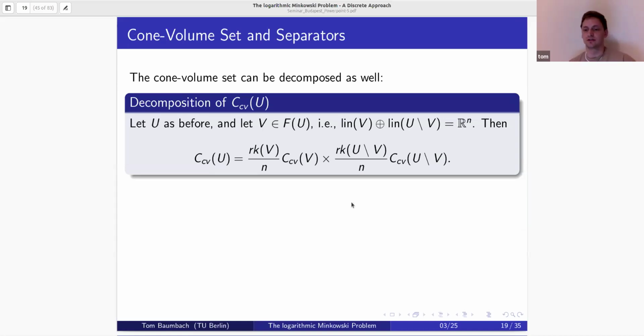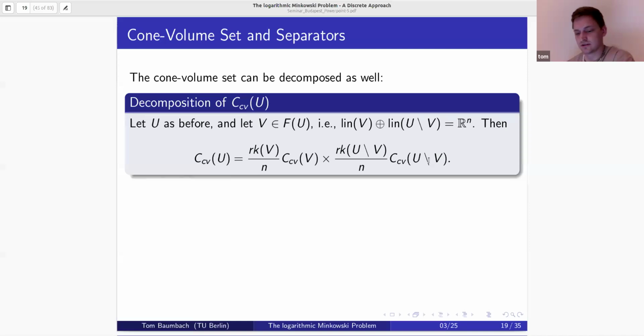Now we look at the cone volume set and also again at separators, and surprisingly, if we have a separator, then we can also decompose the cone volume set in the same way as we could decompose the subspace concentration polytope. Namely, we can write it as the Cartesian product of the cone volume set of the separator and the cone volume set of the complement of the separator, again with the same scalars as we had in the subspace concentration polytope.